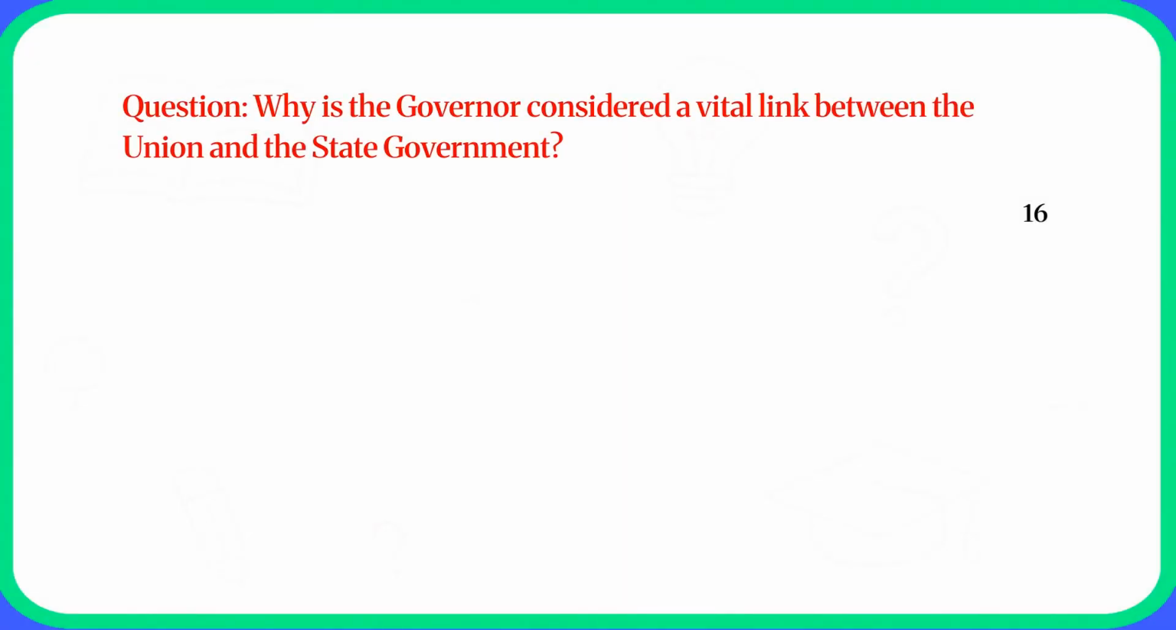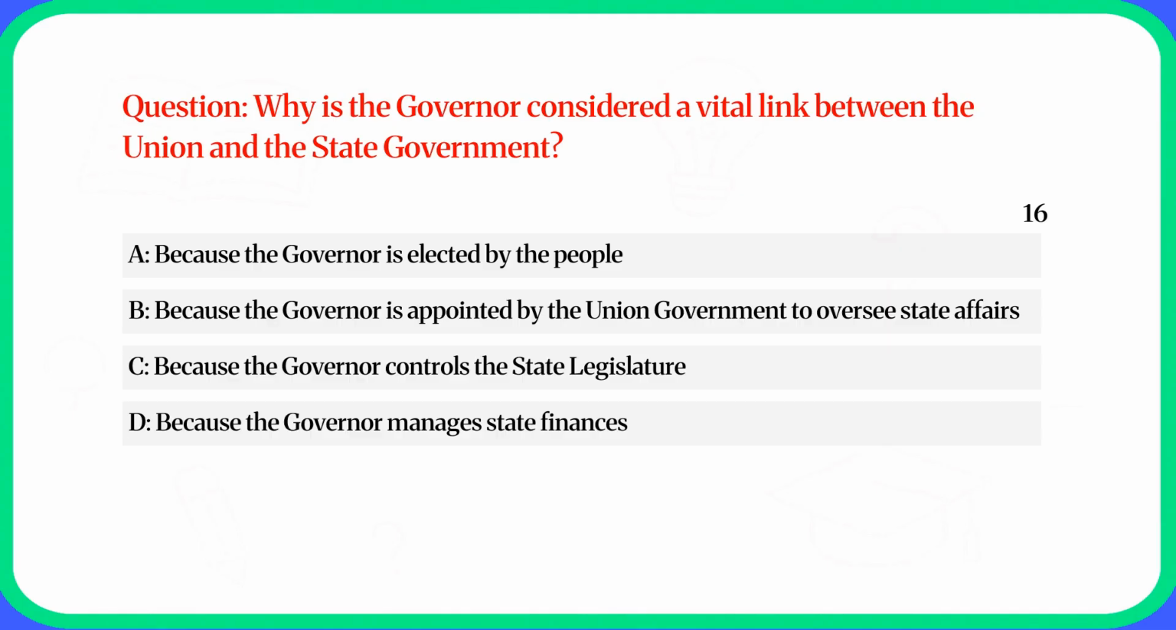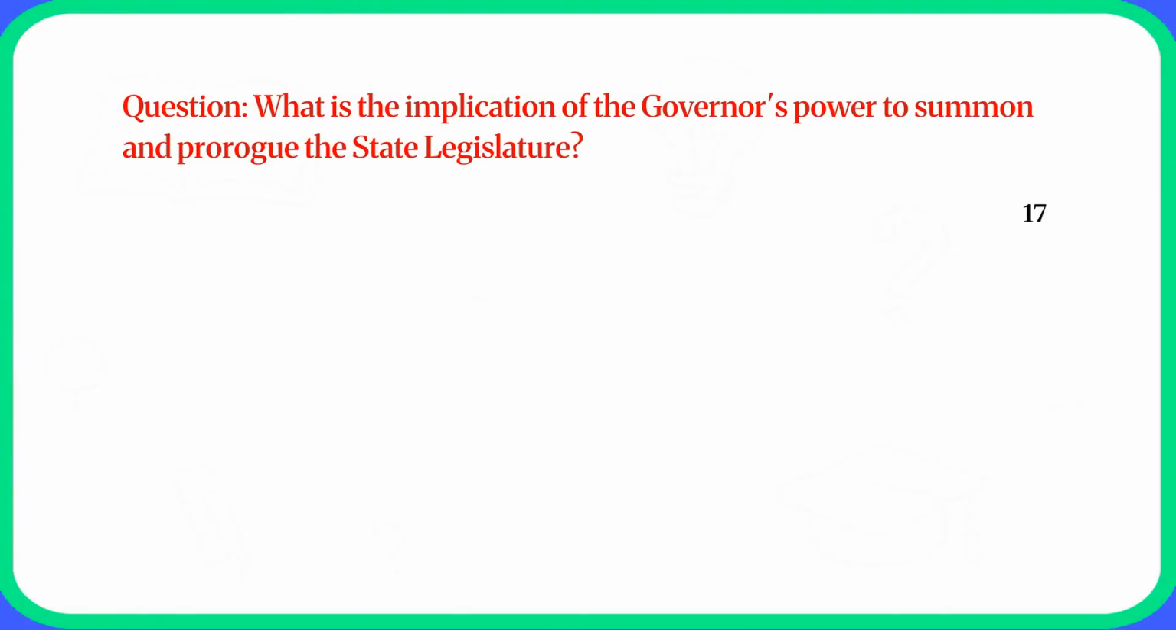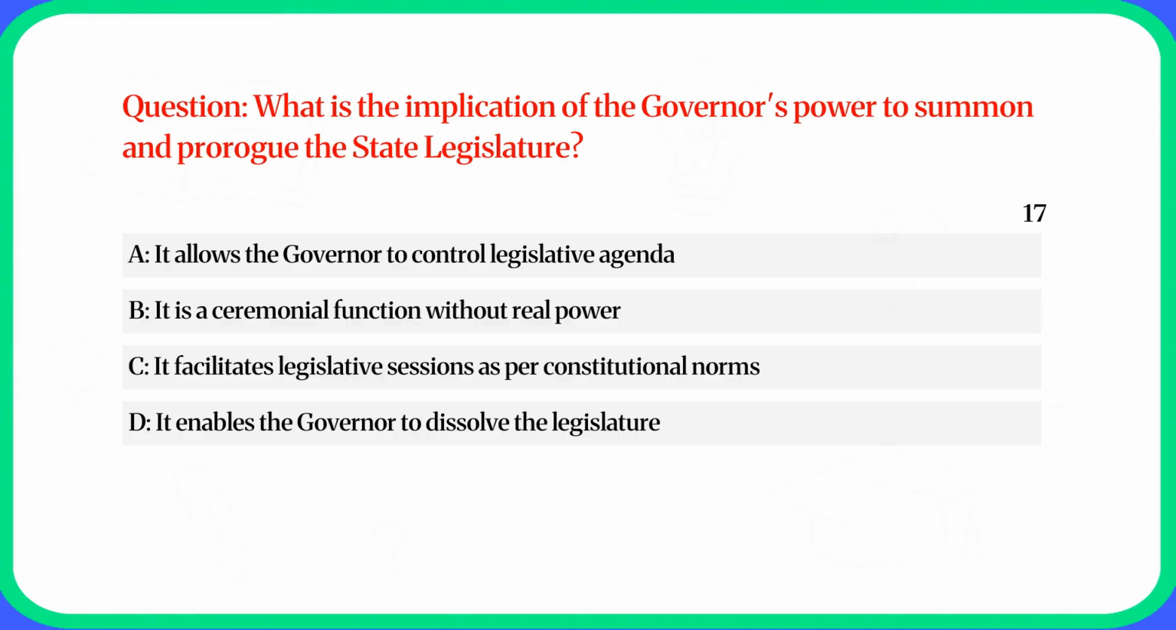Question: why is the governor considered a vital link between the union and the state government? Answer B. Because the governor is appointed by the union government to oversee state affairs. Question. What is the implication of the governor's power to summon and prorogue the state legislature? Answer C. It facilitates legislative sessions as per constitutional norms.